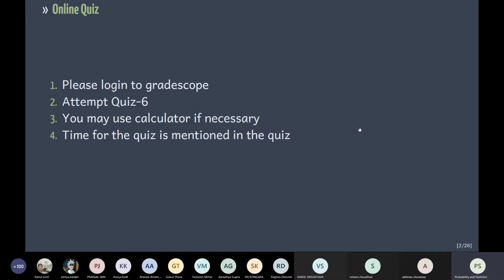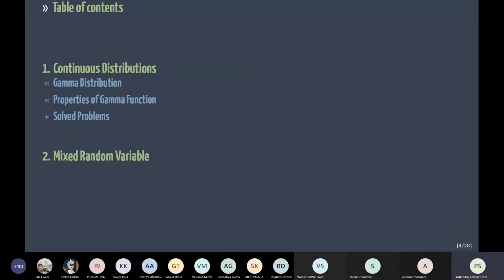Okay, so good morning, everyone. Let us continue with where we left last time. So we were doing gamma distribution, and we did not define gamma distribution, but we defined something called gamma function.